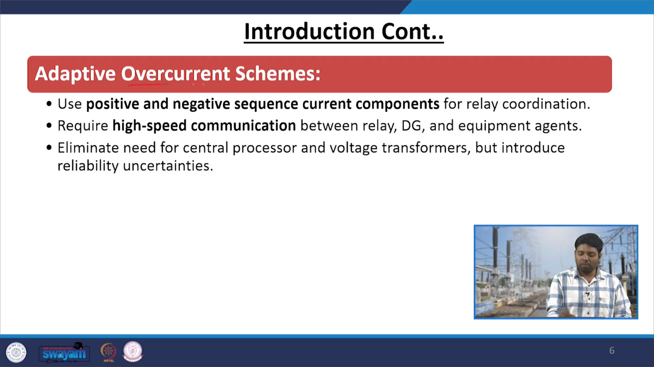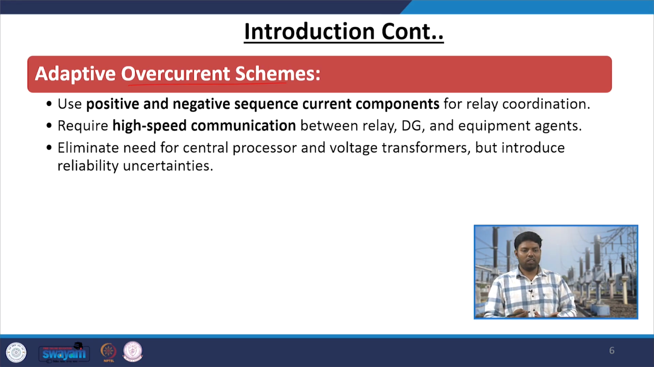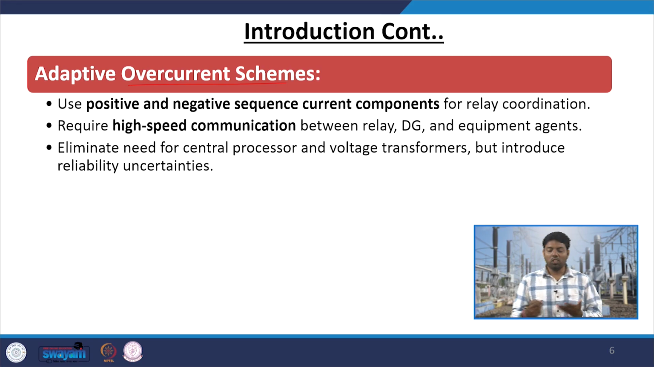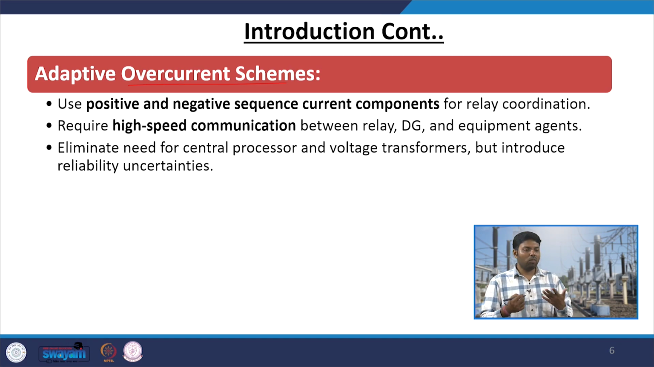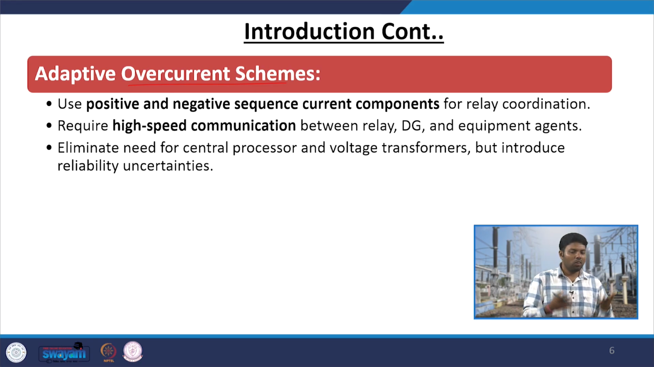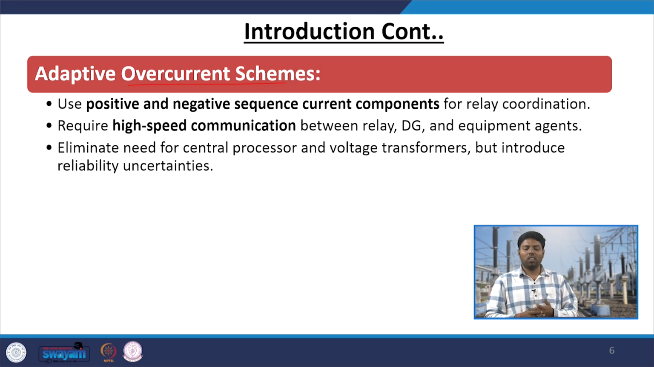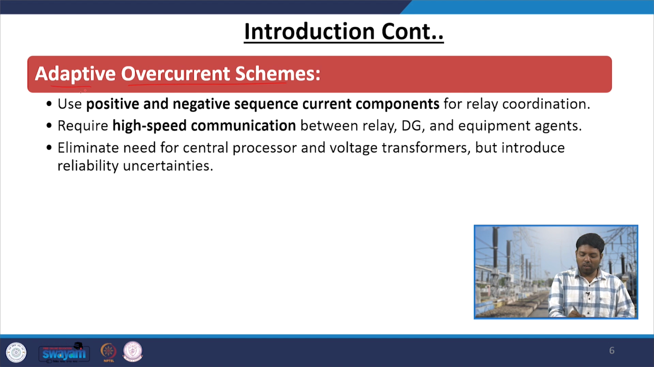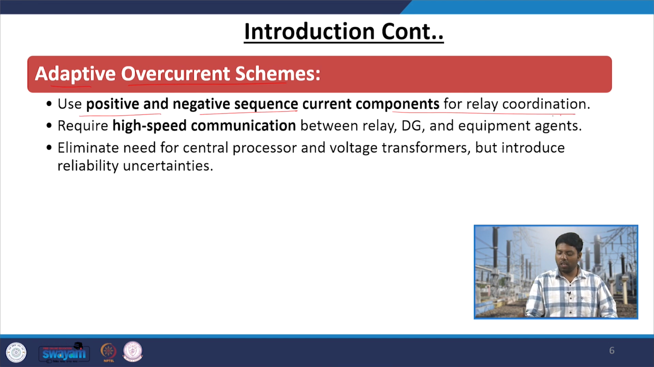So, what is this adaptive overcurrent scheme? Overcurrent relays are very cost effective. Generally, in the distribution network as well, whatever application we go for, we mainly see what improvisation we can adapt with the overcurrent relay or directional overcurrent relay to make them more robust, other than going for new fancy methods. Okay. In the overcurrent adaptive scheme, use the positive and negative sequence current components for relay coordination.